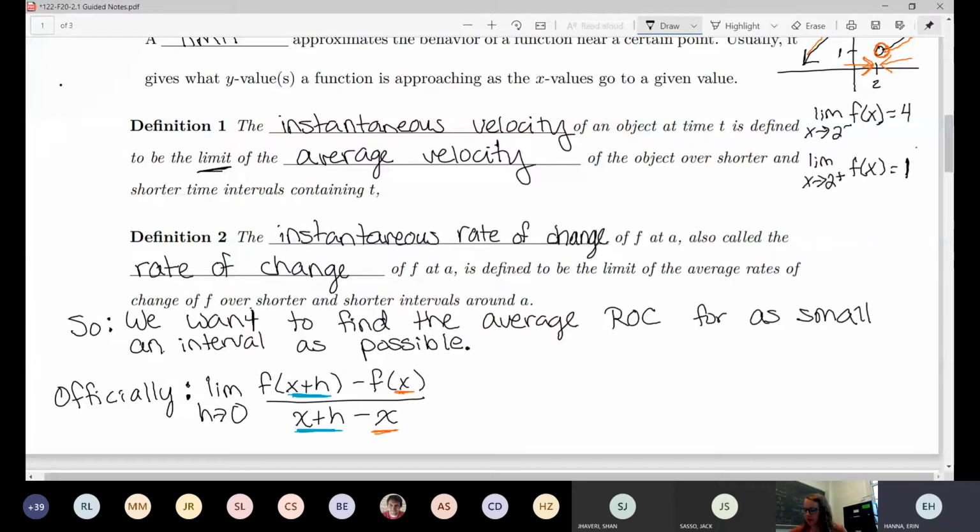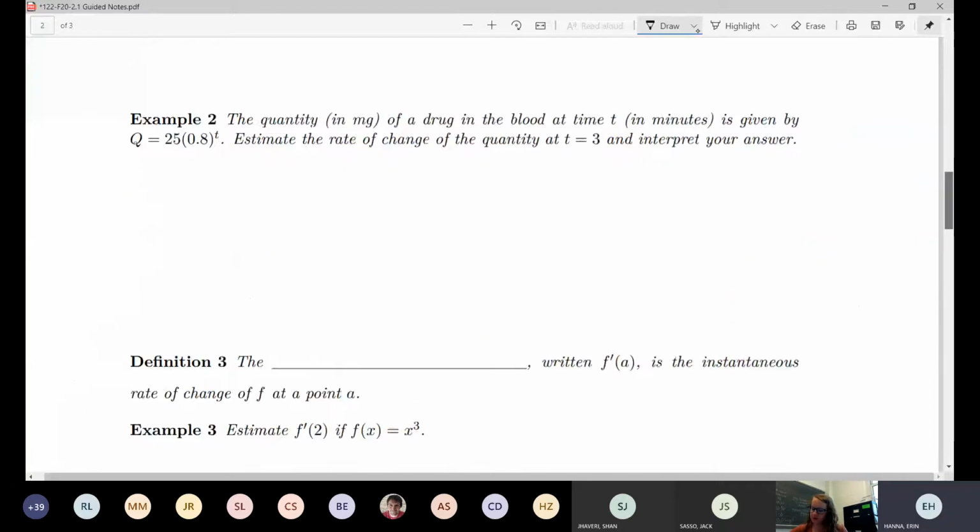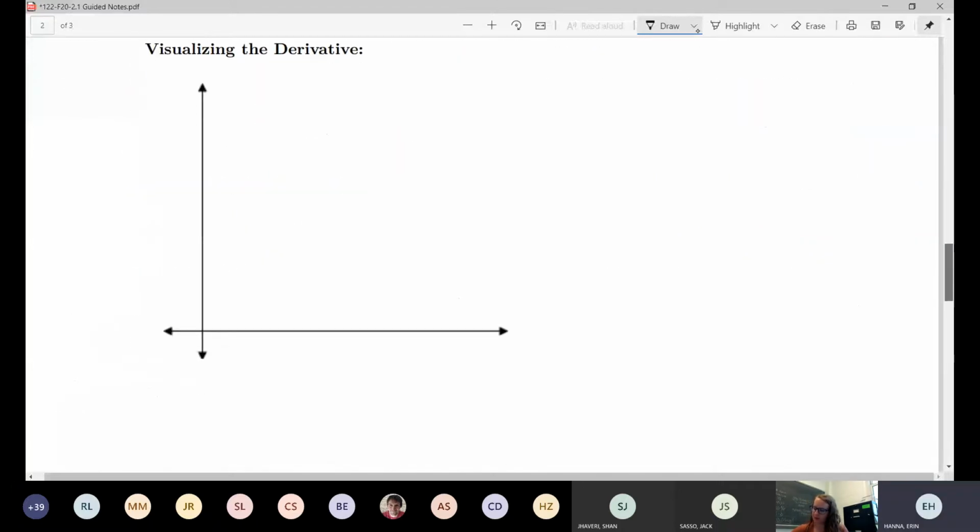So if I wanted to draw this in a picture, I'm going to skip down a little bit down here. Because I wasn't thinking about doing this first, I brought it down here. This is the same thing as the instantaneous rate of change. Okay, and now I have to draw this very nicely.